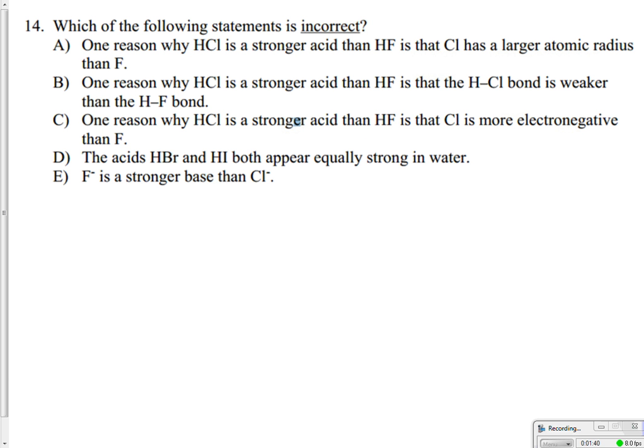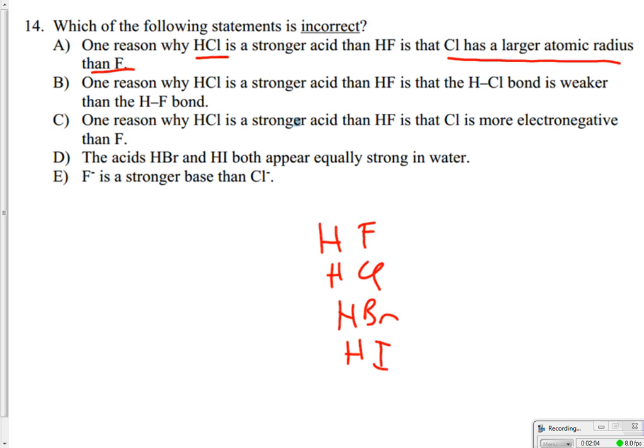Which of the following statements is correct? Well, when we're talking about acid strength, HCl is a stronger acid than HF because Cl has a larger radius. That is actually true because when you talk about binary acids, as you go down from HF to HCl, HBr, HI, as radius increases, the H snaps off easier. So HF has a small bond, and the bond is harder to break.